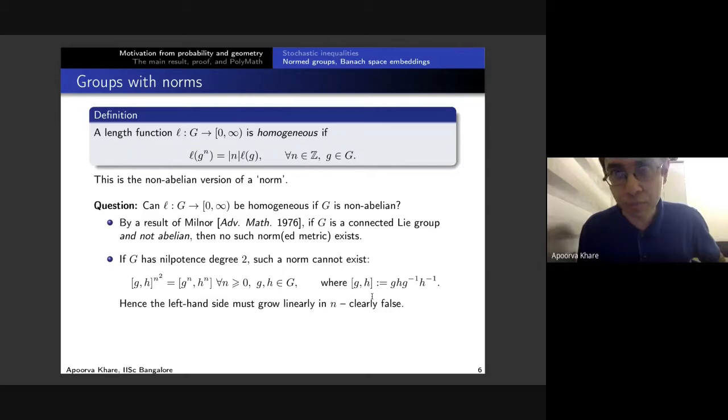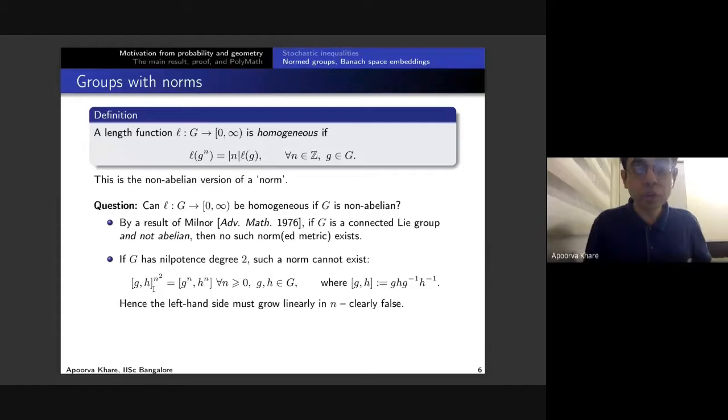Now that's one transaction less, and you do another transaction, you get another copy of the commutator, and you keep going. And eventually you just get n squared copies of the commutator for the n squared transactions you make. So that explains this equality. But now suppose G has a norm function, then I can take the lengths of both sides. And the length of this pure power is n squared times the length of the commutator [G, H]. So it grows quadratically.